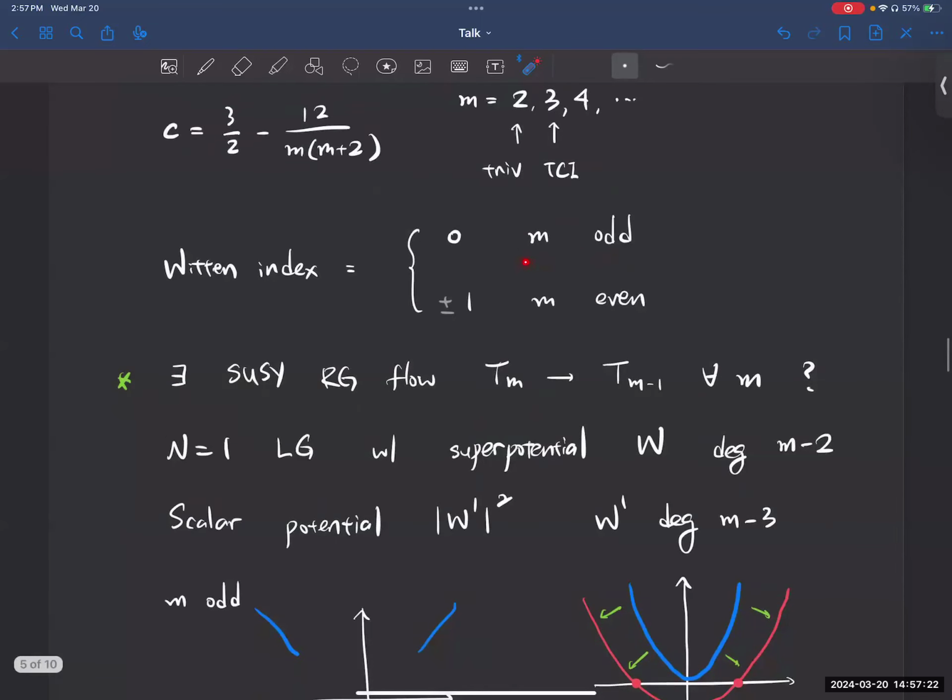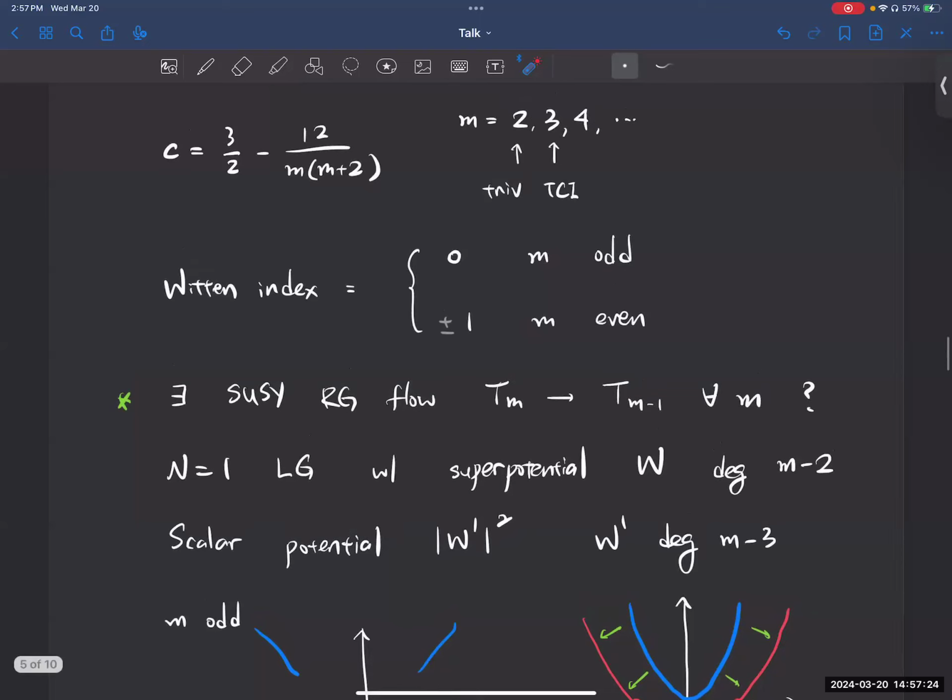So it just depends on the even-oddness of this parameter little m. Now, the statement in essentially very old literature is that there exist supersymmetric RG flows connecting any T sub m to T sub m-1. So the neighboring minimal models have some supersymmetric RG flow connecting them for all m.